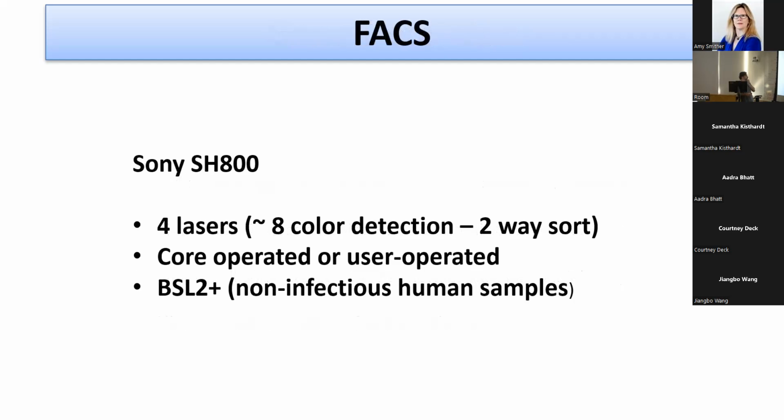So I said before, we offer single cell isolation. One of the first steps for single cell transcriptomics is single cell isolation. That's one of the important things, to make sure that you have a single cell preparation. We have our own FACS instrument, our fluorescence activated cell sorter. It's the Sony SH800. If you want to look up the details of this, it has 4 lasers, and you can get about 8 color detection. There's a 2-way sort, so you can sort 2 samples simultaneously.